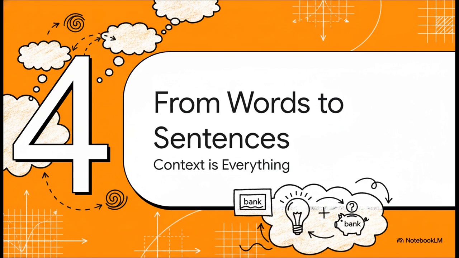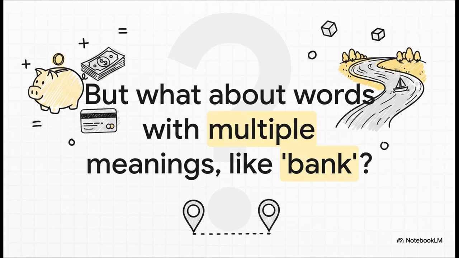Okay, so we've kind of cracked how it works for single words. But let's be real, language is more complicated than that. What about whole sentences? And what about those tricky words that have more than one meaning? Exactly. Take the word bank. I mean, is it a place you put your money, or is it the side of a river? Does our map just have one single confused point for the word bank?